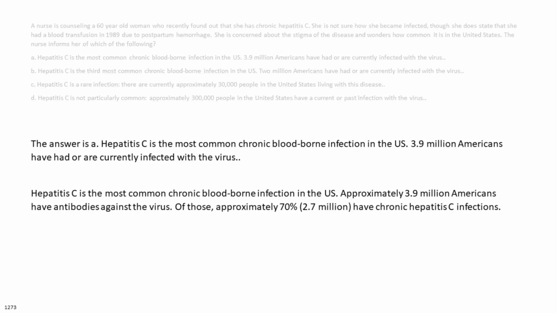The answer is A. Hepatitis C is the most common chronic blood-borne infection in the U.S. 3.9 million Americans have had or are currently infected with the virus. Approximately 3.9 million Americans have antibodies against the virus. Of those, approximately 70%, 2.7 million, have chronic hepatitis C infections.